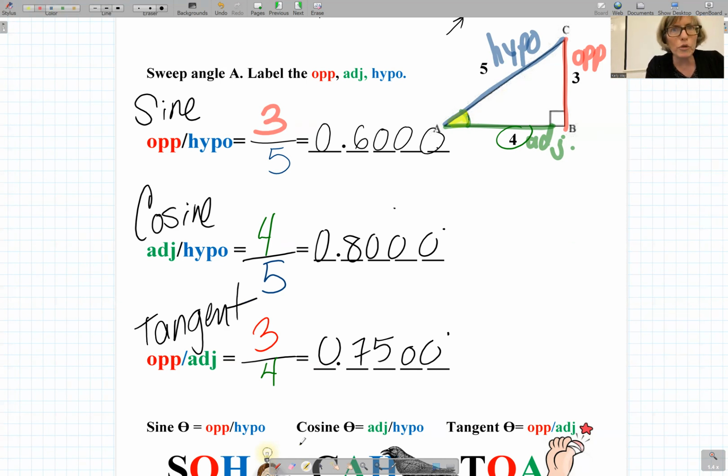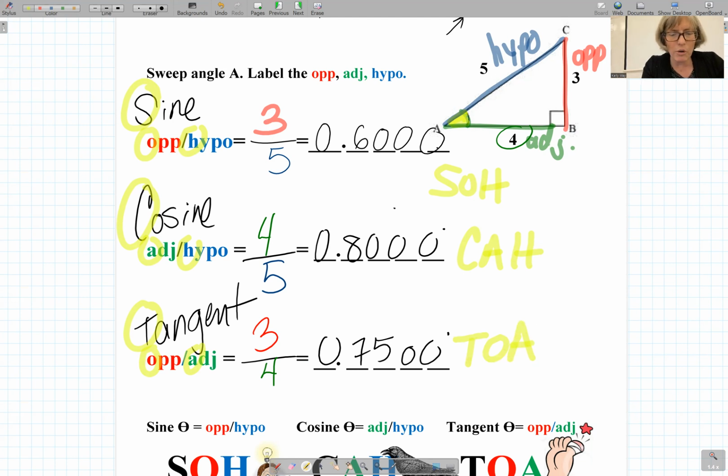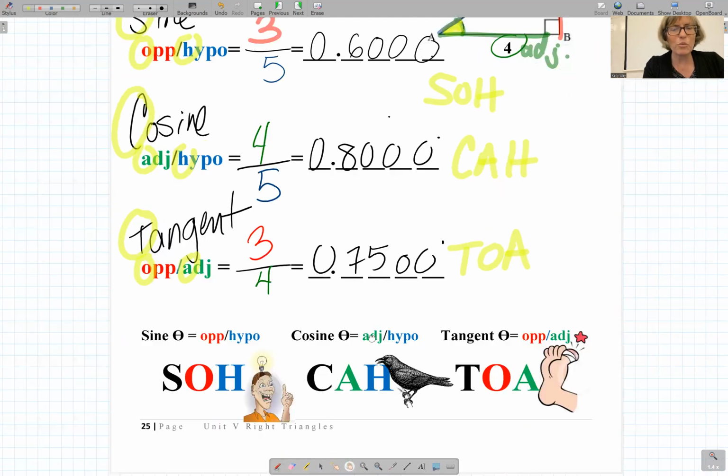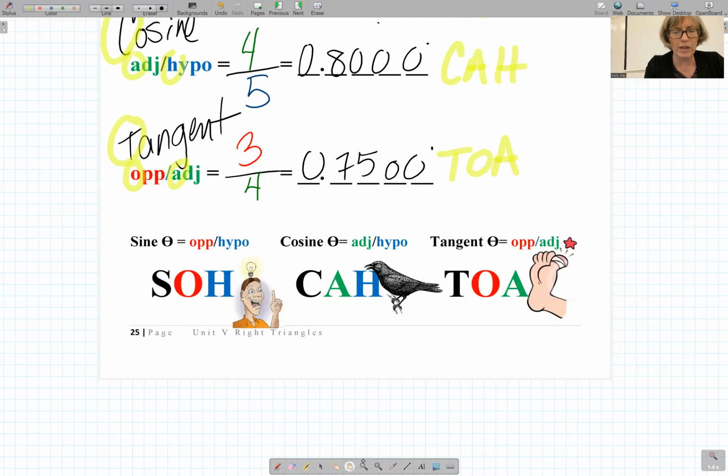I'd like you to circle the first letter of each word. Sine, opposite over hypo, SOH. Cosine, adjacent over hypo, CAH. Tangent, opposite over adjacent, TOA. That's where this acronym comes from. It is a reference to the order of the fractions.